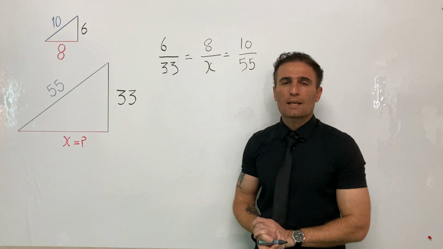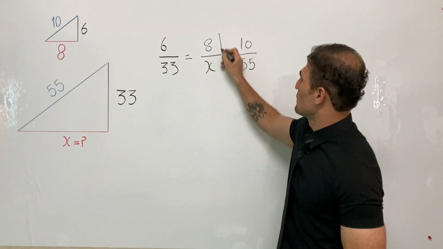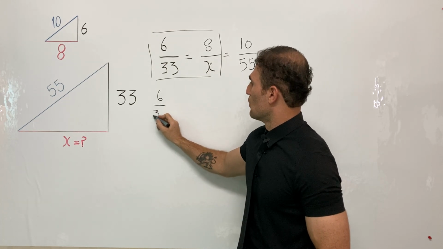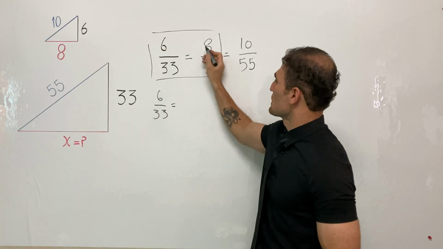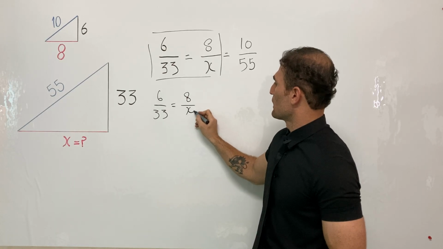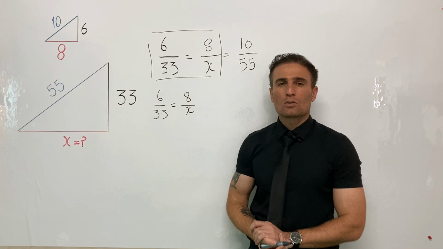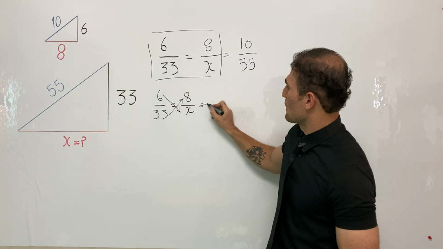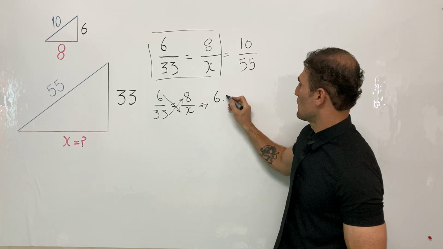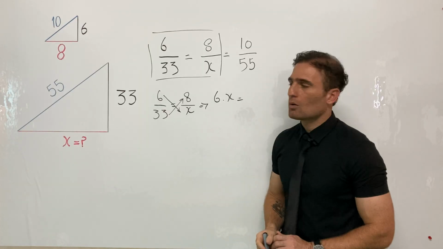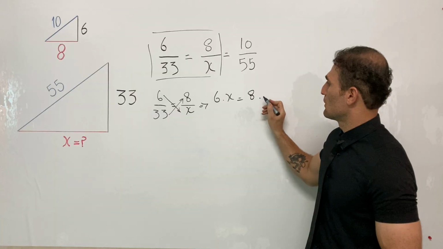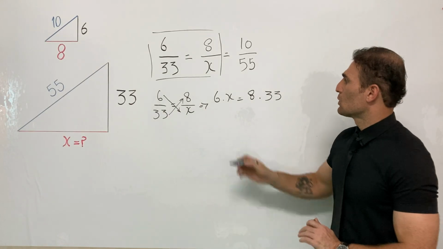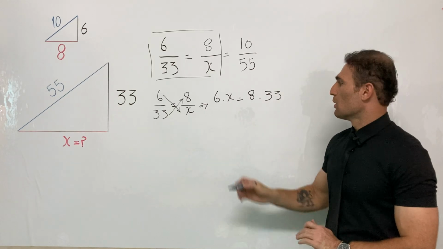To find the value of x, we can use two ratios. So 6 over 33 is equal to 8 over x. To solve this, we can use cross product. So 6 times x equals 8 times 33. To find the value of x, we need to isolate the x.